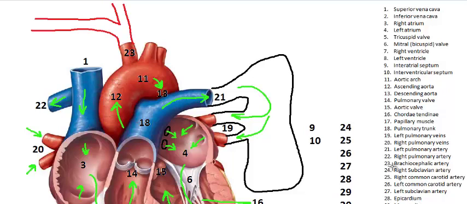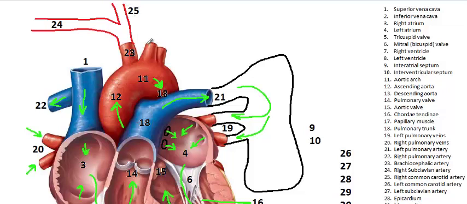Where are we? Oh, no, we're good. I thought I messed up the numbers. So 24 is the right subclavian, which is going underneath the clavicle, out to the arms, or out to the right arm. And the right common carotid is number 25. That's going up to the brain.